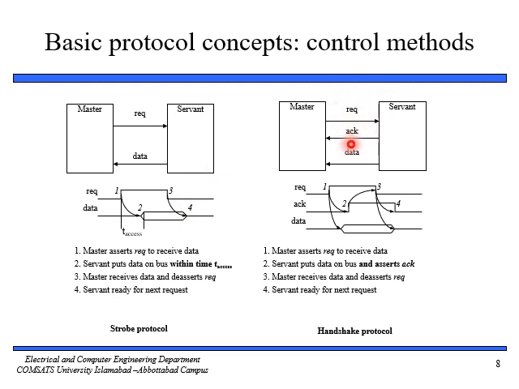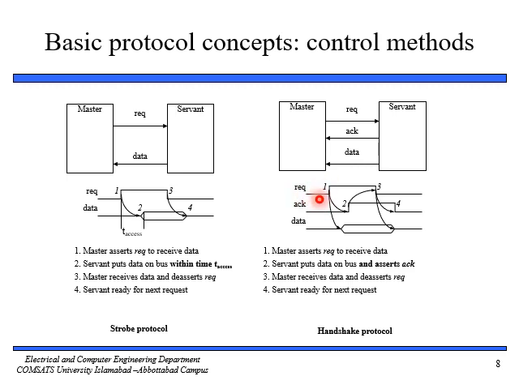The second common control method is handshake. As the name says, in handshake we usually use an acknowledgement signal. In the handshake protocol, the master uses request to initiate the transfer, and the servant uses an acknowledgement line to inform the master when data is ready.